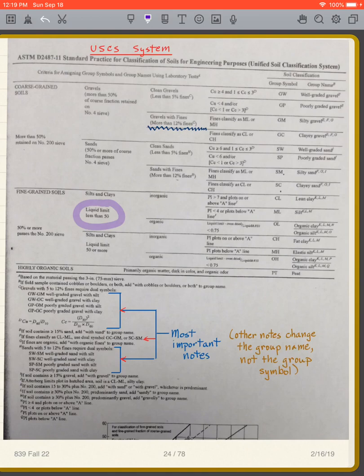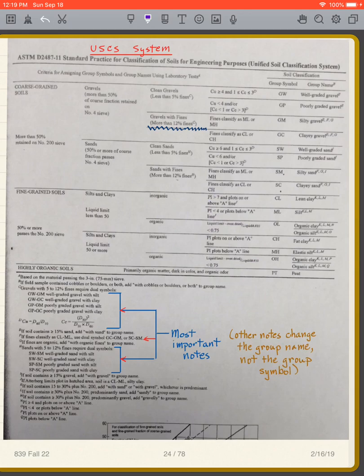So in this liquid limit less than 50, we have all L's. OL is organic. I don't really cover organic. It's CL, ML, I'll stick with that. Liquid limit greater than 50, I've got CH and MH. And so you can read these to determine exactly what we have for this type of chart.